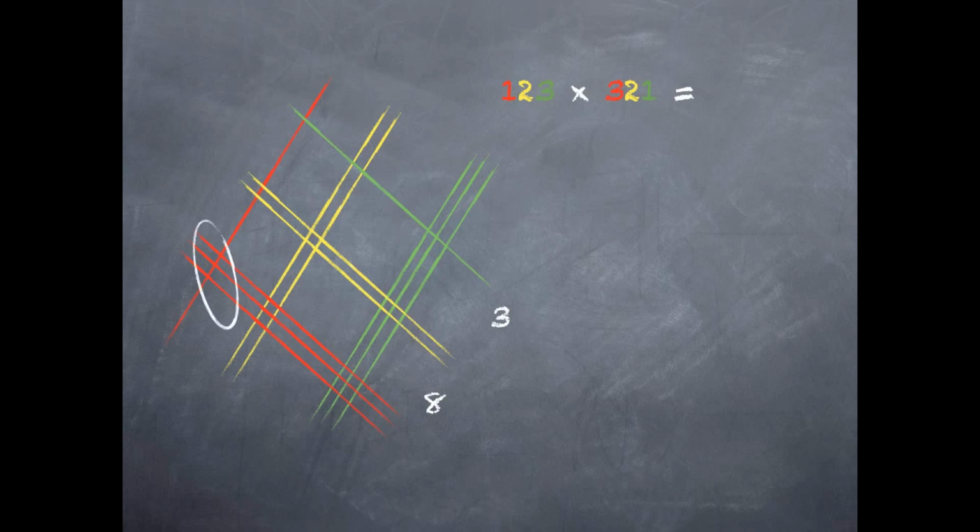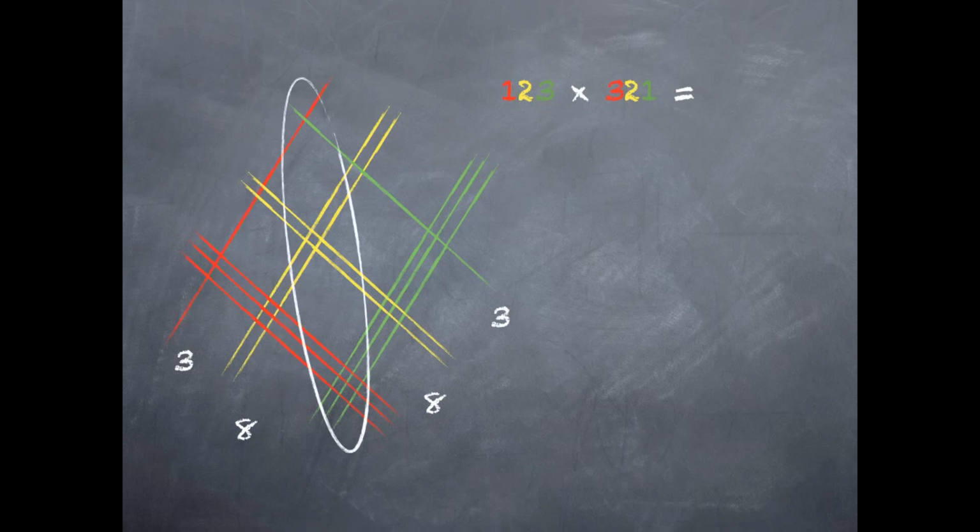On the left, I get 3 intersections, but that's hundreds and hundreds, which gives me 10,000s. So 3 goes in the 10,000s place. Now I have red and yellow, so that's hundreds and tens, which is going to give me thousands. If you count them up, there are 8 of those. And in the middle, I either have red intersecting green, which is ones and hundreds, or I have yellow intersecting yellow, which is tens and tens. Either way, that's the hundreds place. And if you count them up, you wind up with 14 hundreds.